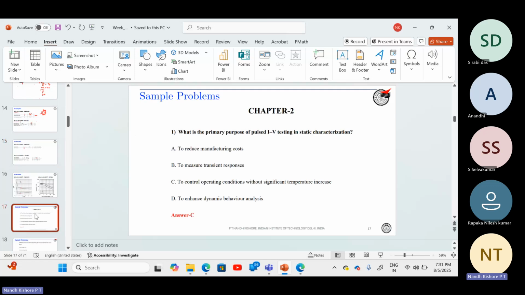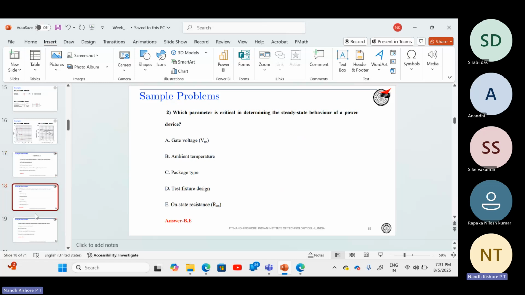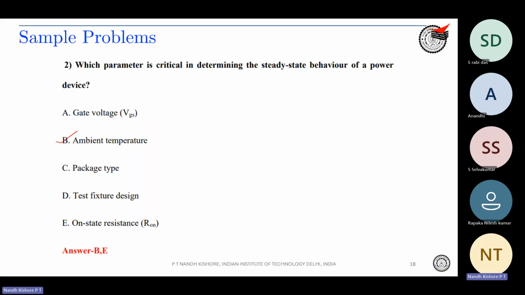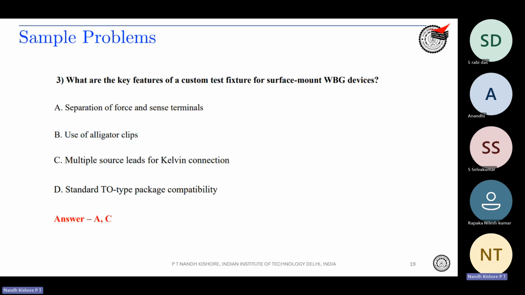Okay. We will start off from where we left off in the last class and the last session. I think we were over here. That is, which parameter is critical. We decided that ambient temperature and of course the on-state resistance are kind of very critical. We also saw how gate voltage influences the steady state operation of the device. Right, so we were over here, correct? So we will continue from the third question. And since they are mostly theoretical, we'll just try to glide over them.